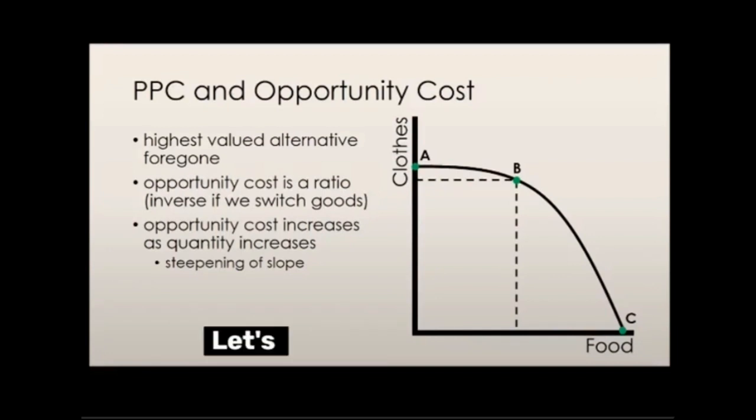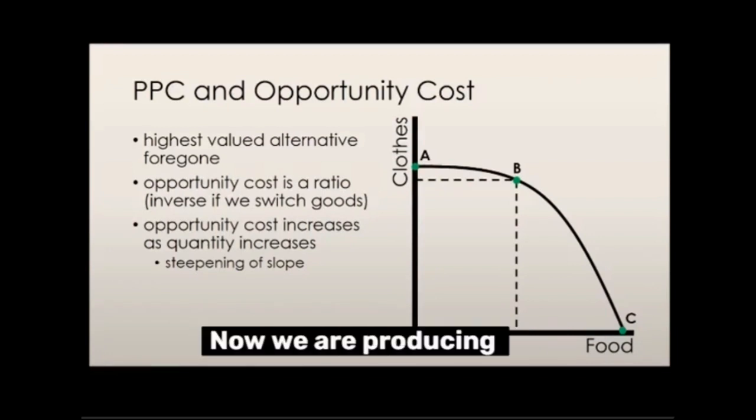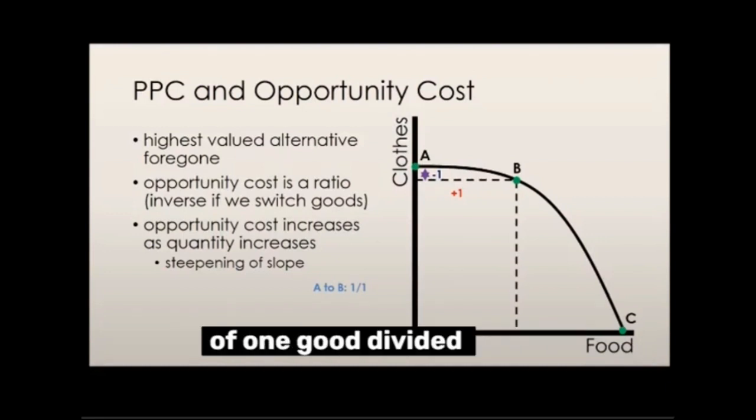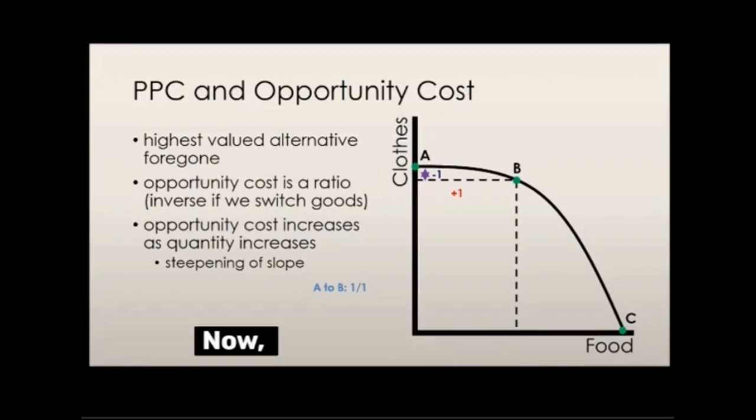Now to clear up any confusion, let's take a look at a concrete example. Let's say we start at point A and want to move to point B. Now we are producing one additional unit of food and one less unit of clothing. The opportunity cost, as we defined before, is the decrease in the quantity produced of one good divided by the increase in the quantity produced of the other good. So this would be equal to 1 over 1.